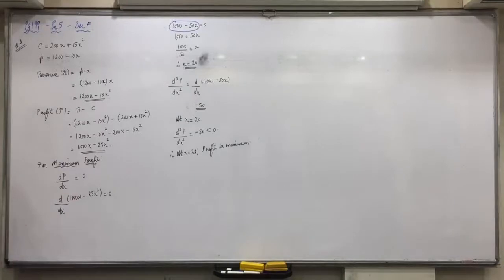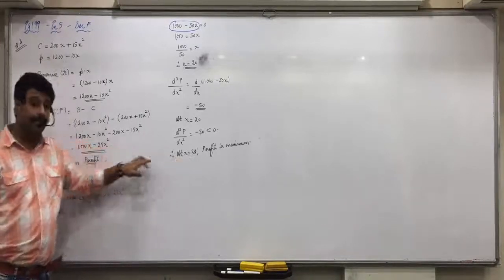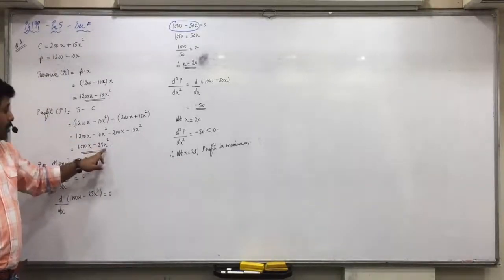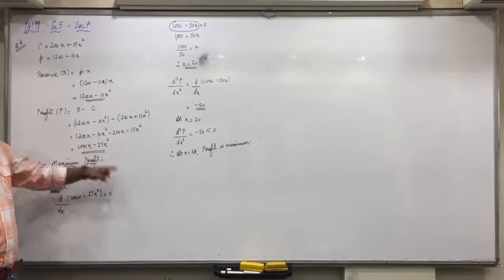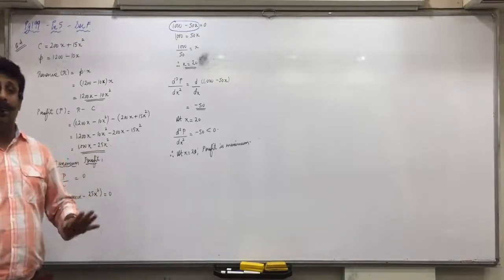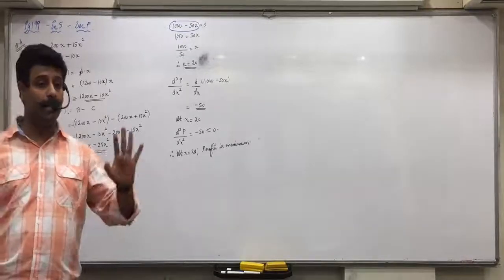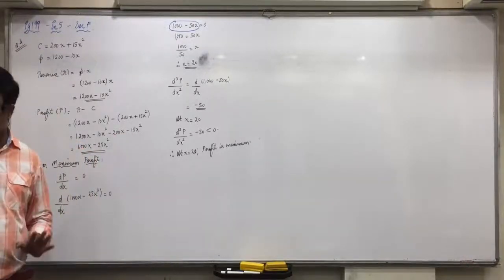Substituted in which function? 1000x minus 25x square. This one, the profit function. If maximum profit was also asked, then 1000 into 20, 20,000. 20 square, 400 into 25, 10,000. 20,000 minus 10,000, 10,000. The maximum profit would be rupees 10,000. But anyway, that is not asked.